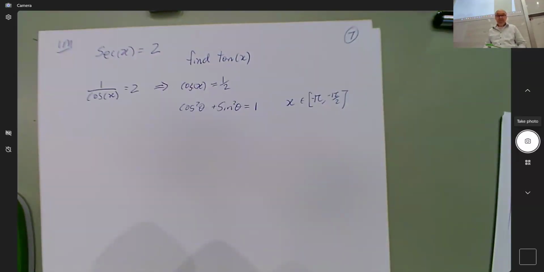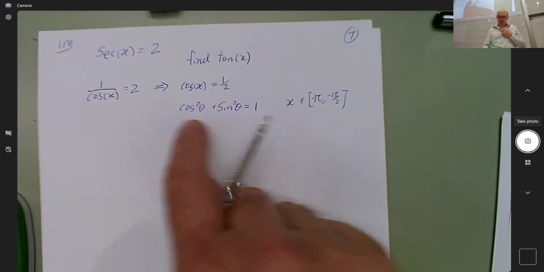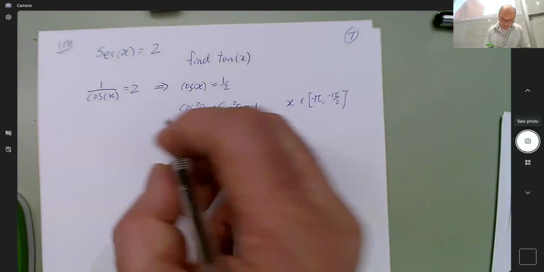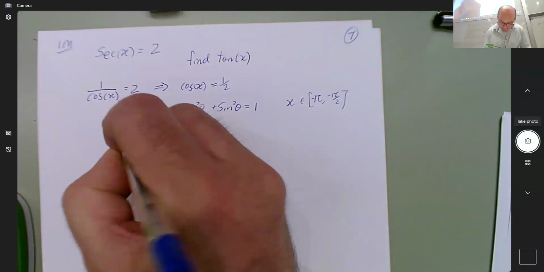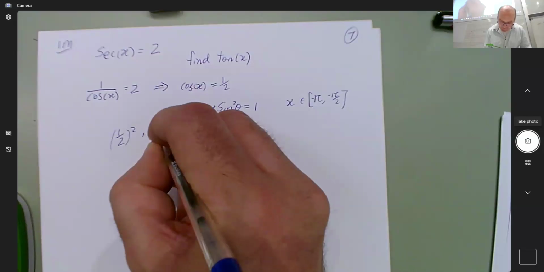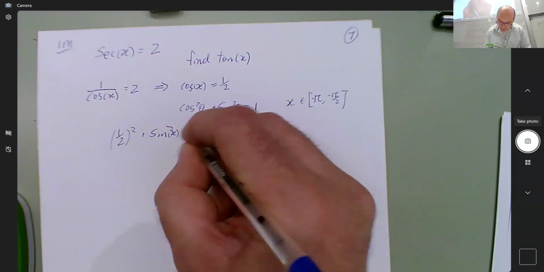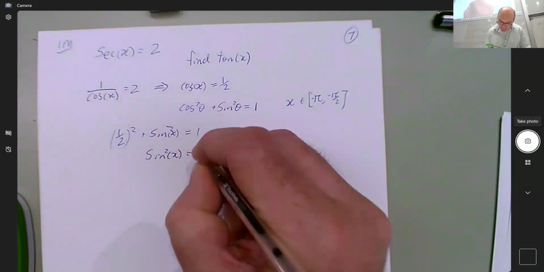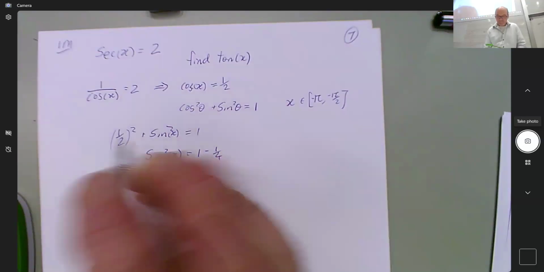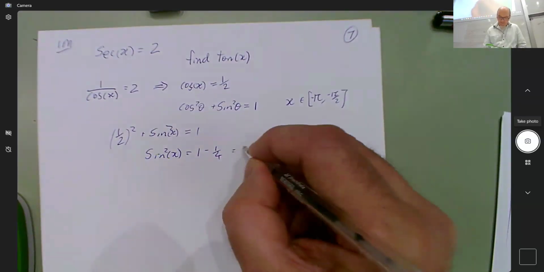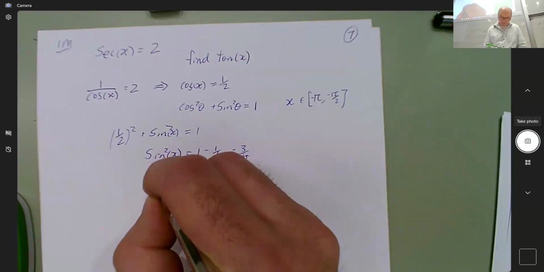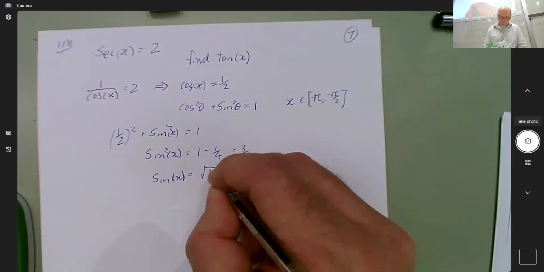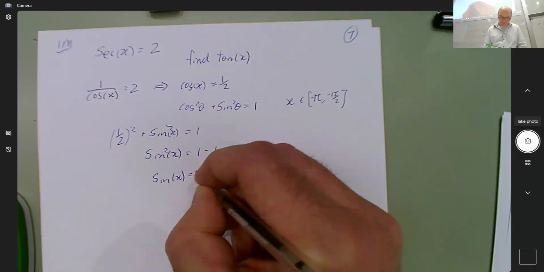Okay, I'm going to add a little bound for this, all right? Because when I do this, I'm going to get 2 options for sine. So then I'm going to have myself a half squared plus sine of x squared is equal to 1. So sine of x squared is equal to 1 minus 1 on 4. Half squared is just 1 on 4. And that's just like 3 on 4. And so sine of x is equal to square root 3 on 4. I really should have a plus or minus here.